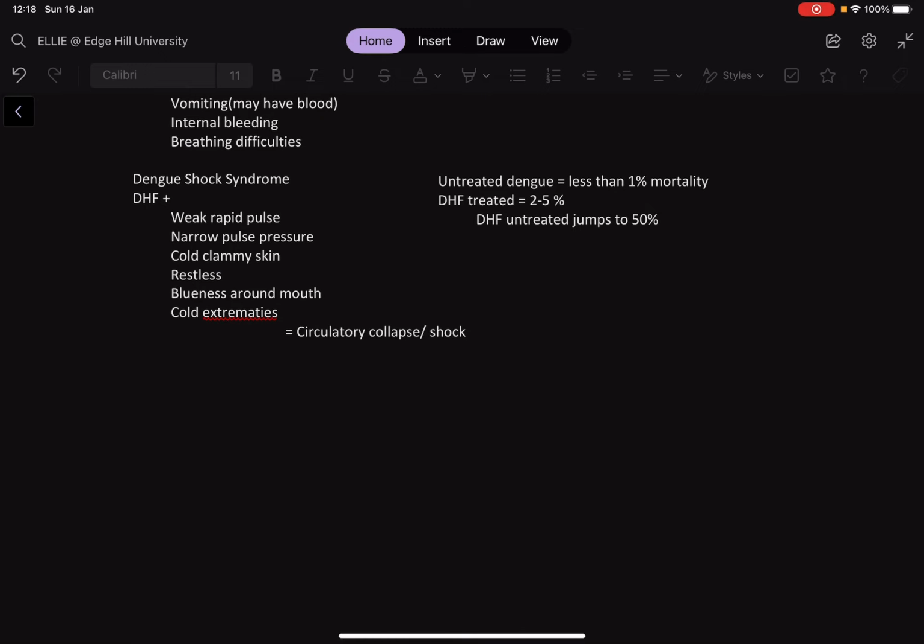If just normal dengue is left untreated, then there's a low mortality of less than 1%, so you're not likely going to die from just dengue. It's just you need to stop dengue before it progresses into something worse, because if dengue hemorrhagic fever is untreated, then you've got a 50-50% chance of either dying or living. So you need to stop dengue from progressing to dengue hemorrhagic fever or dengue shock syndrome.